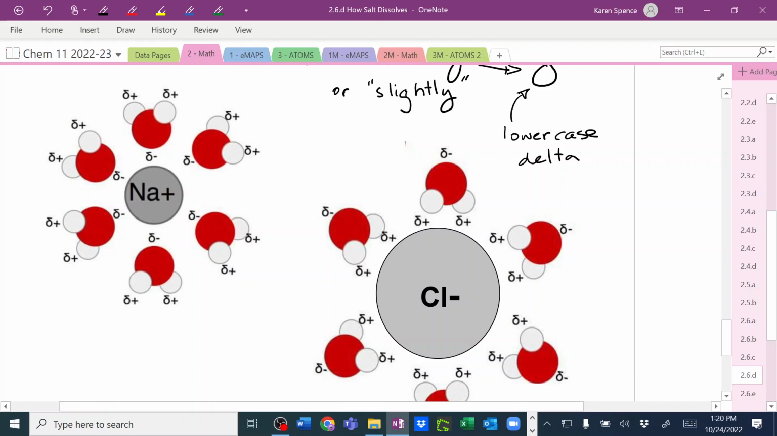Mickey Mouse heads are all negative, and it's all those Mickey Mouse heads pointing towards sodium. Over here, it's all the ears, all the positive ears point themselves towards the negative chloride. Yes?